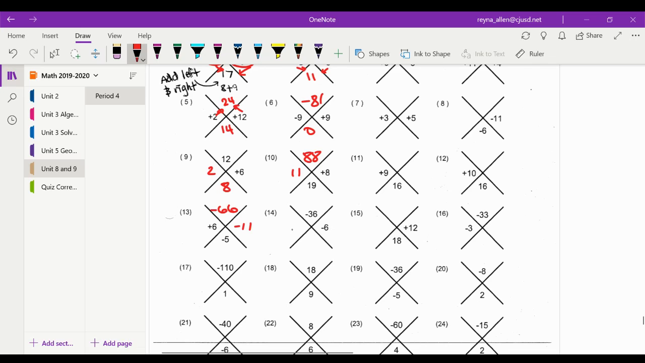Okay, 6 times what is 36? Well, we know 6 times 6 is 36. Is this going to be positive or is it going to be negative? Good, negative. And then now we add those ones, and that gives me 0.